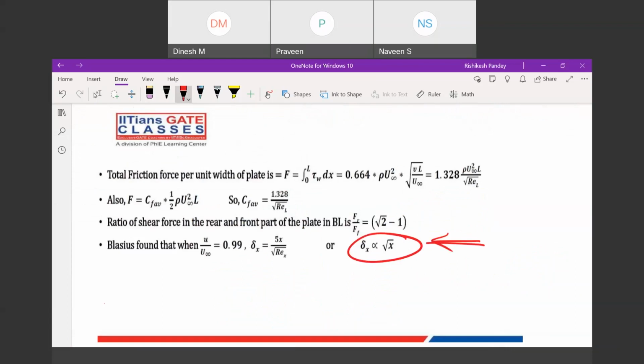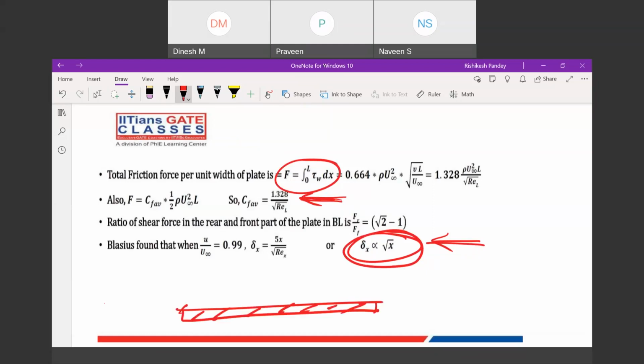This one, and average value, you can remember it is 2 times only. How to calculate force is over this one, but I don't think they are going to ask you to calculate force over a flat plate. It will take time. Just for your knowledge I'm telling you, but this they can ask: average friction coefficient value or equation, and how the boundary layer thickness varies.